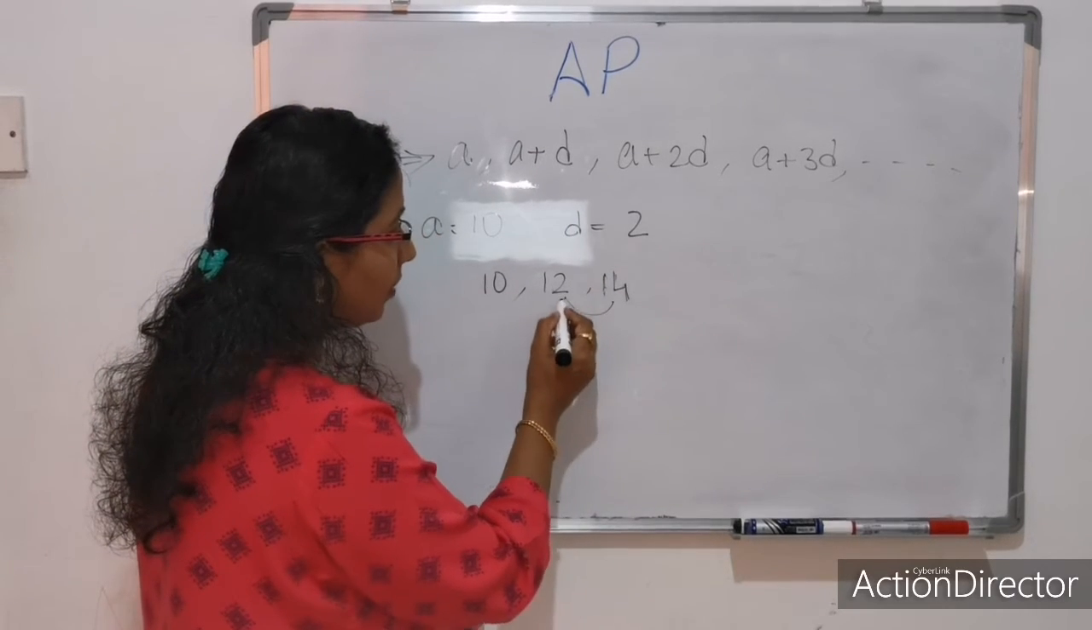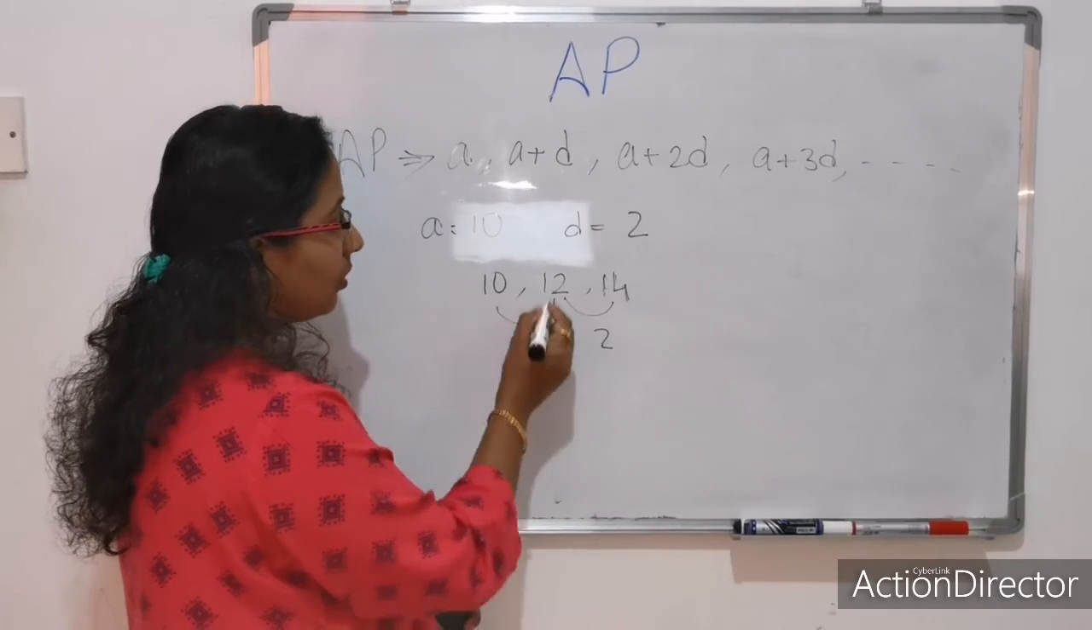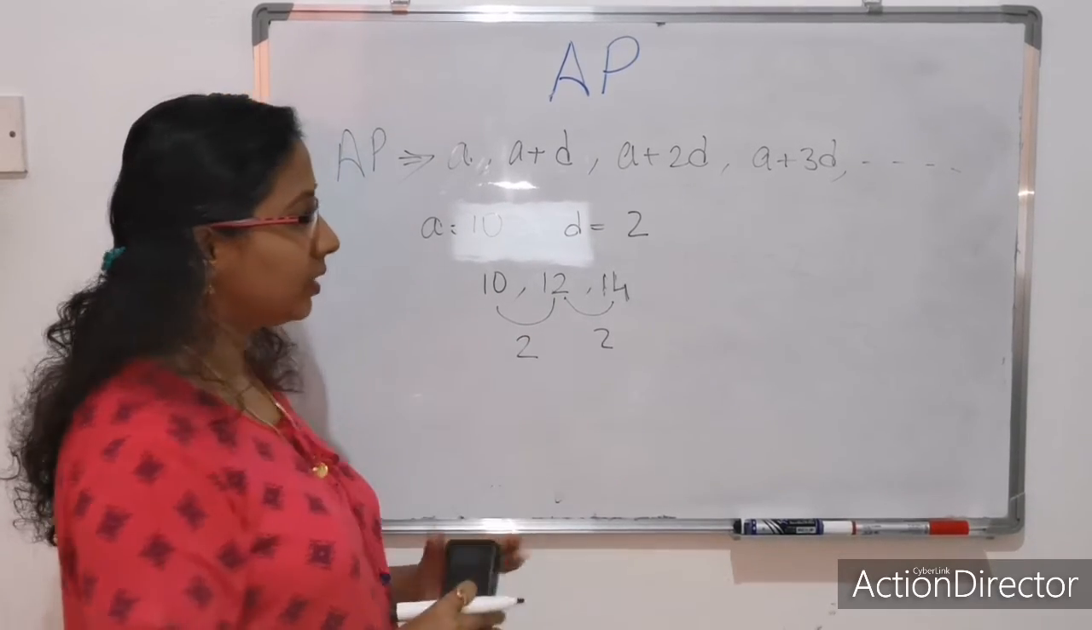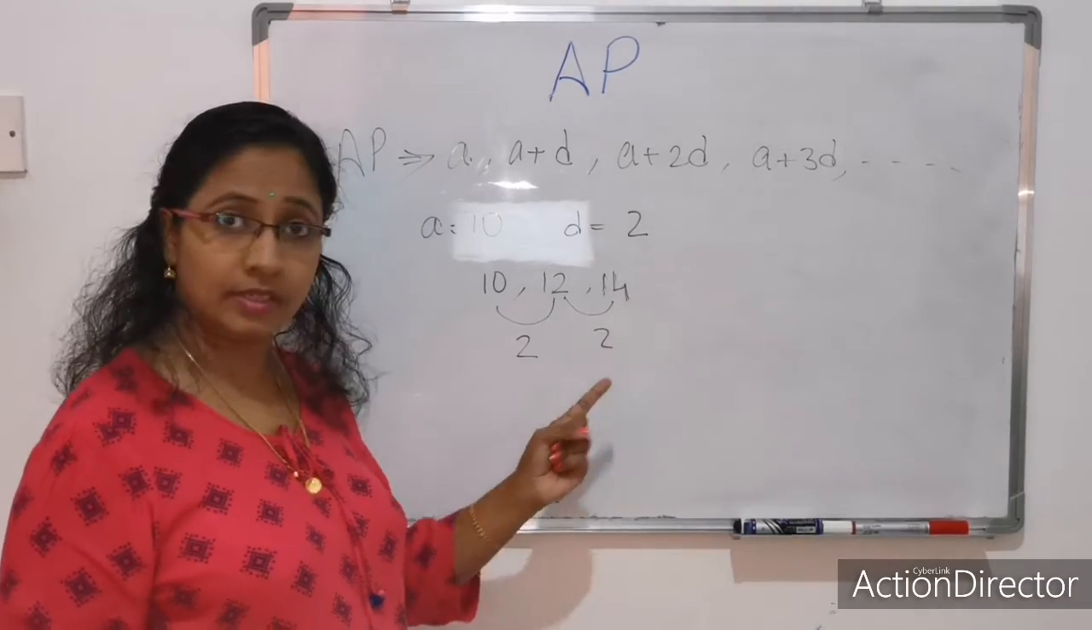Are we getting the same difference? 14 minus 12 is 2, and 12 minus 10 is 2. We are getting the same difference, right? So our AP is progressing correctly, right?